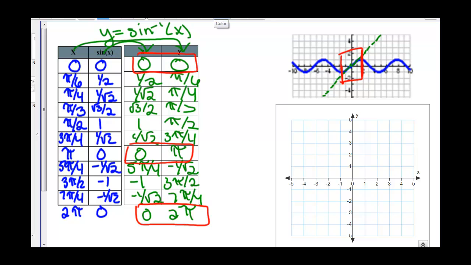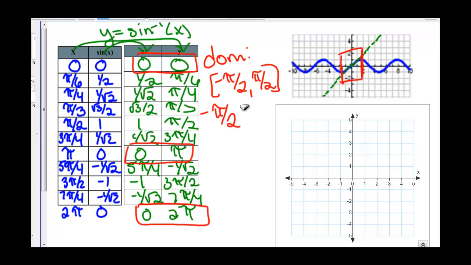So our domain is going to be restricted to negative pi over 2, where negative pi over 2 is included, to pi over 2, where pi over 2 is included. Remember, we can also write this in interval notation.